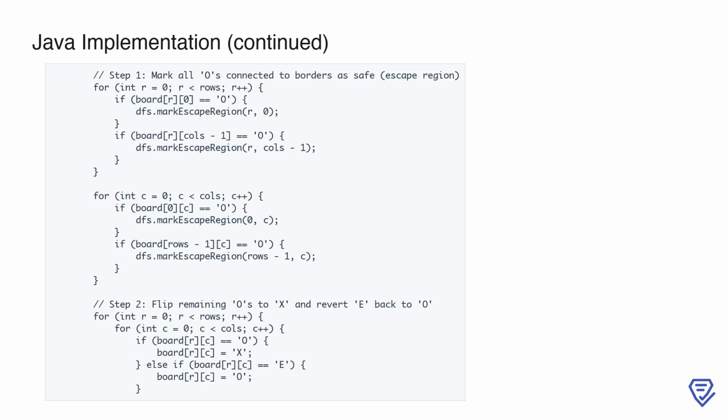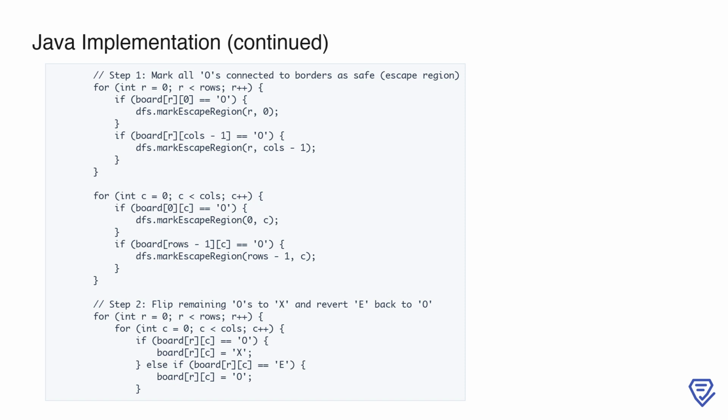Now, we implement the first major step of the solution. We iterate over all border rows and columns to identify O's that are connected to the boundaries. These are the regions that cannot be surrounded by X and should be marked as safe. For each row, we check the first and last columns, and for each column, we check the first and last rows. If we find an O in any of these positions, we call the mark escape region method from our DFS helper class to mark all connected O's as part of the escape region. This ensures that any O connected to the border is marked with E.